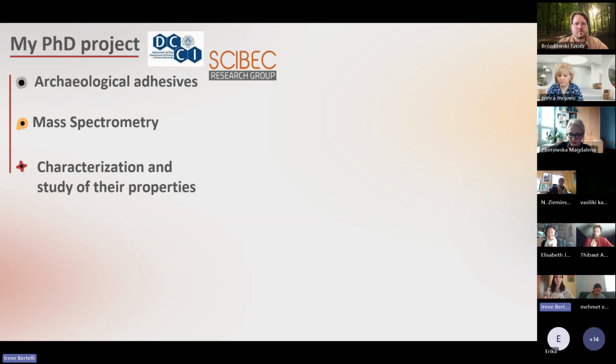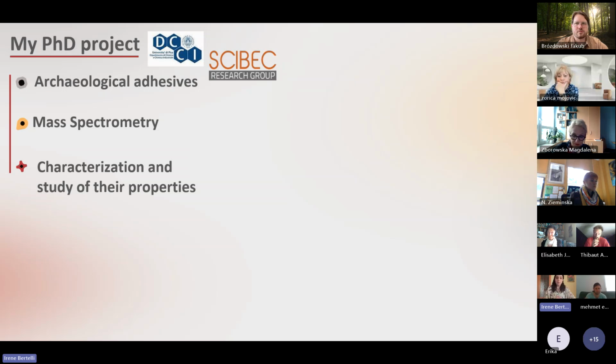Natural resinous substances like resins, pitches, and tars that are often mixed with other natural materials like waxes, oils, or inorganics. And of course, I study these materials with mass spectrometry in order to characterize them, to study the chemical interaction between the components of these adhesives and obtain information on their resulting properties.